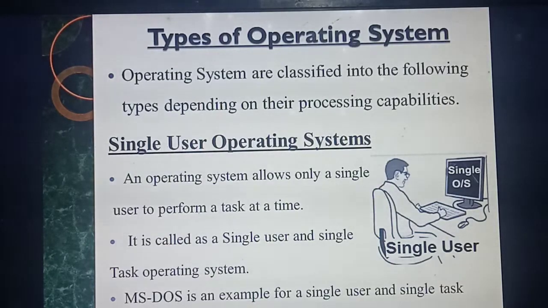What's the best example? MS-DOS. In olden days they used this kind of operating system. MS-DOS is an example of a single user and single task operating system. Single user means only one user. Single task means at a time you can do only one task. Understood? So what do you mean by single user operating system? The operating system has only one user to perform a task. It is called a single user and single task operating system, and the best example is MS-DOS. The types of operating system question is very important.